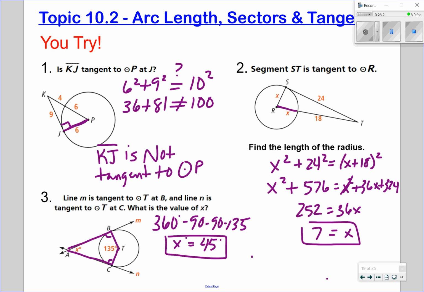So for number 1, they asked you if the line KJ was tangent. You basically just needed to see if it fit into the Pythagorean theorem. Up here, it did not, because 36 plus 81 is not 100. So you would say that KJ is not tangent to circle P. Number 2 was just like an example that we did. You should have gotten x equals 7. And then number 3, using that idea that four-sided figures add up to 360 degrees. If you take 360 and subtract the 90, the 90, and the 135, you should have gotten 45 as your answer.